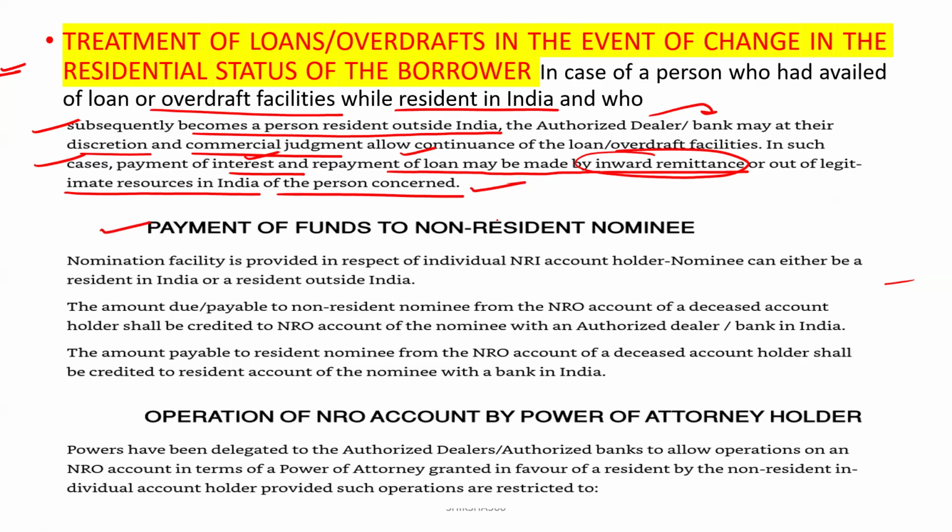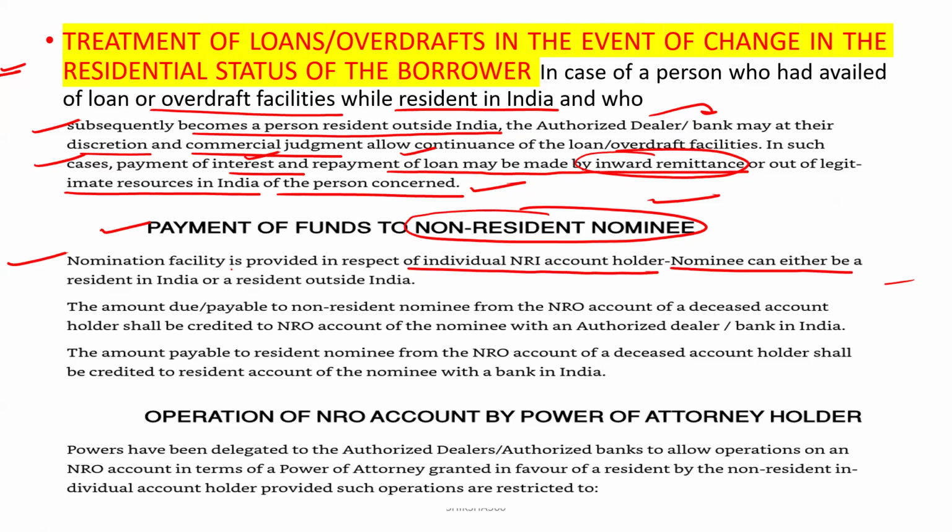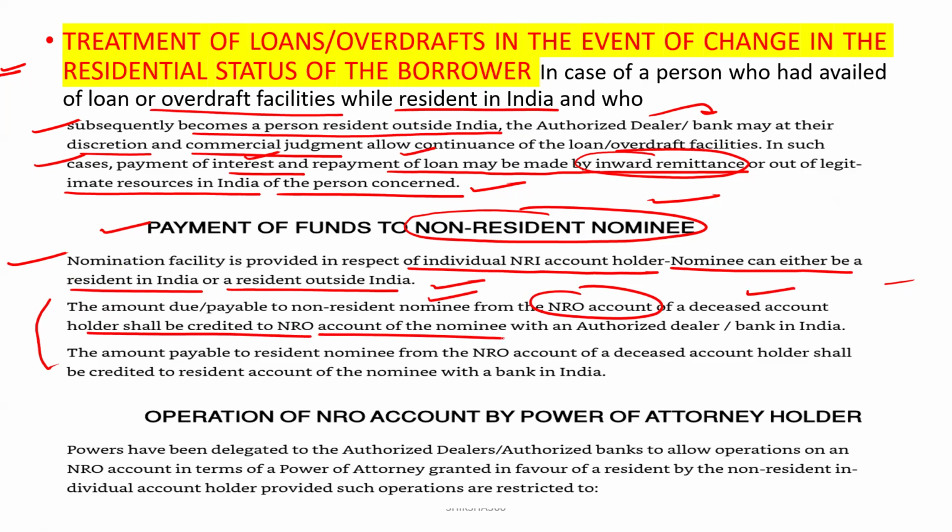Next one, that is payment of funds to the non-resident nominee on the death of the account holder. The nominee can be resident or non-resident. So the nomination facility is to be provided in respect of individual NRE account holders. The nominee can either be a resident in India or a resident outside India. The amount due or payable to the non-resident nominee from the NRO account of a deceased account holder shall be credited to the NRO account of the nominee with an authorized dealer or bank in India.